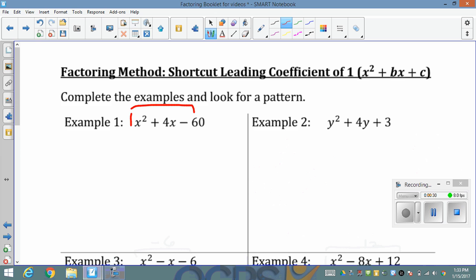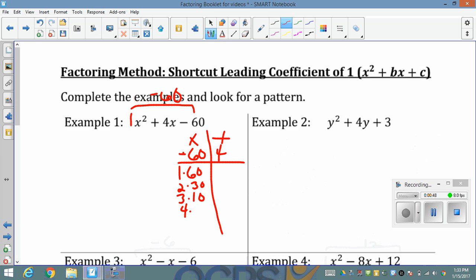So I'm going to multiply a times c, so negative 60, and I'm going to look for things that multiply to negative 60 and add to my b, which is 4. So 1 times 60, 2 times 30, 3 times 10, 4 times 15, 5 times 12, 6 times 10, and that's going to be it. Because I'm multiplying to a negative, I know my signs are going to be one positive and one negative. Since I'm adding to a positive, my larger one's going to be positive. So I'm going to go ahead and make all of my smaller numbers negative, and I'm going to look for the pair that adds to 4, which is going to give me my negative 6 and 10.